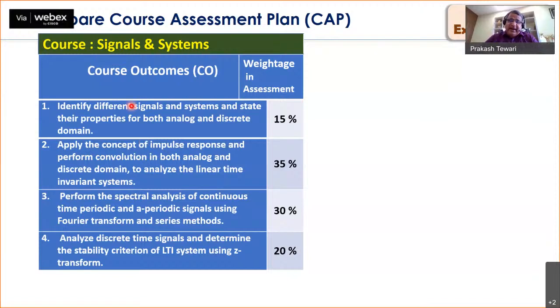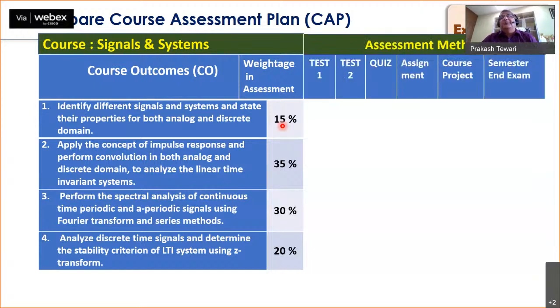So write the COs for the subject allotted to you by your HOD. Then you decide individually or collectively in the department the weightage you are allocating for each of these COs, and how many marks, how many questions you are going to ask for each of the COs. Then the important thing is the assessment method: which one you have to map with the different COs.